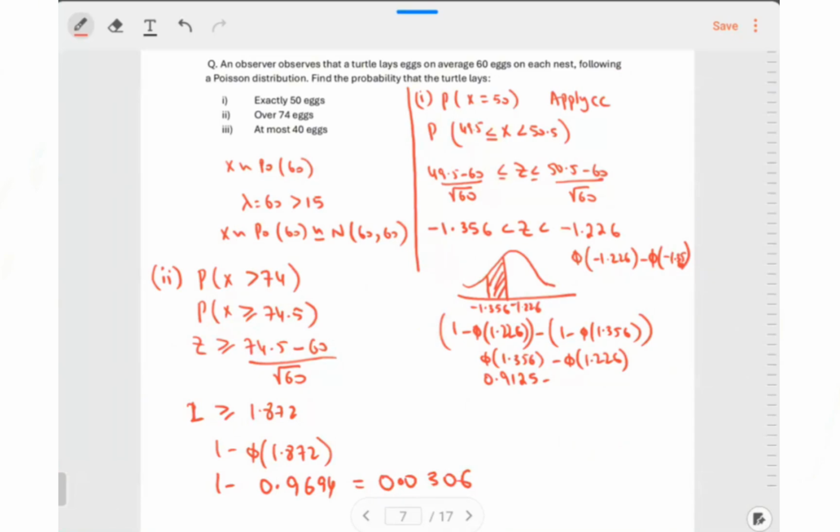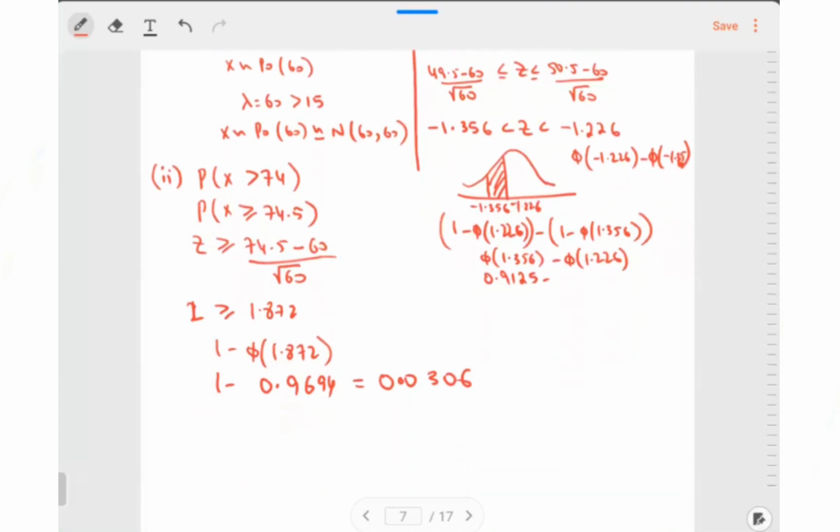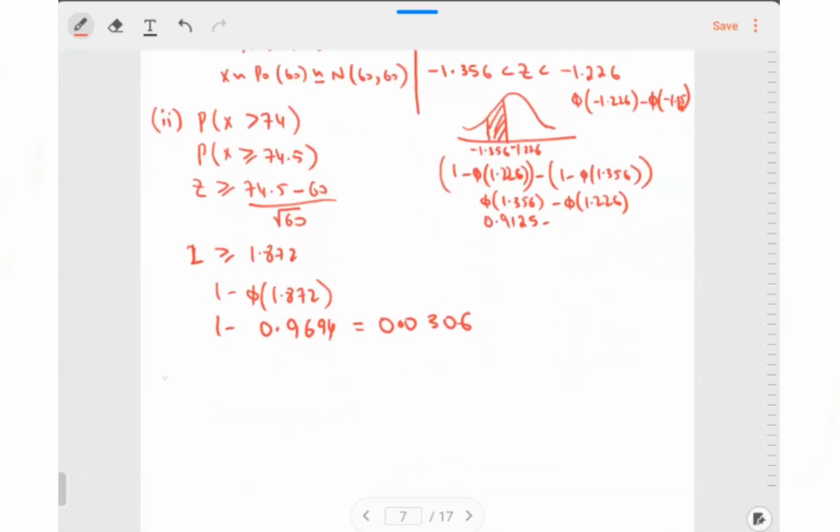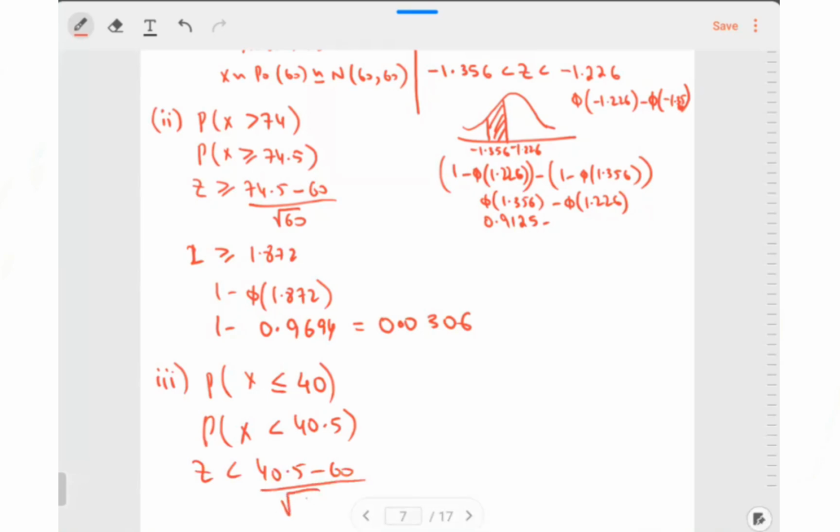Do you all agree? इसके बाद at most 40 eggs बोल रहा है. At most 40 eggs means probability of X is less or equals to 40. So probability of less or equal to 40 means apply continuity correction. X is less than 40.5. So Z is less than 40.5 minus 60 upon under root of 60.